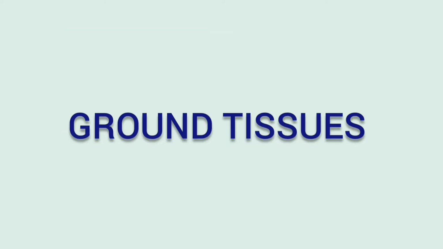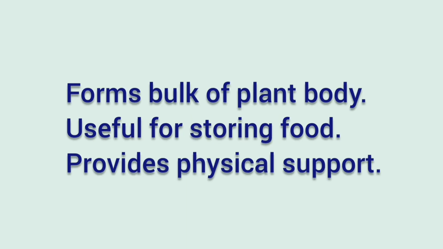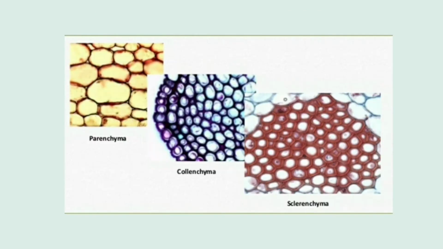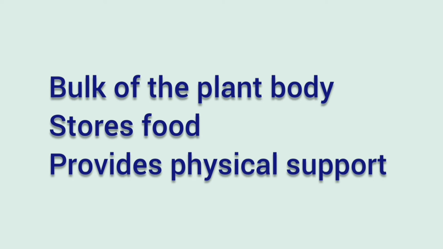The next type of tissue is the ground tissue. This tissue forms the bulk of the plant body. It provides physical support to the plant. You can observe the ground tissue in the transverse section of the stem. You can observe that the cells appear larger with a nucleolus that appears prominent. So it forms the bulk of the plant body. The ground tissue is useful for storing food and for providing physical support to the plant body.